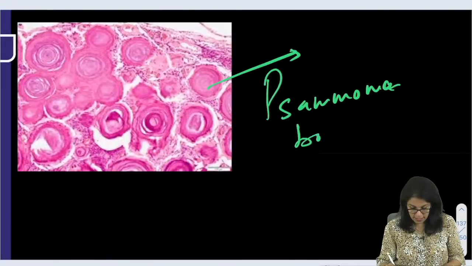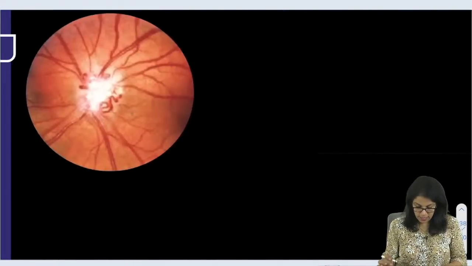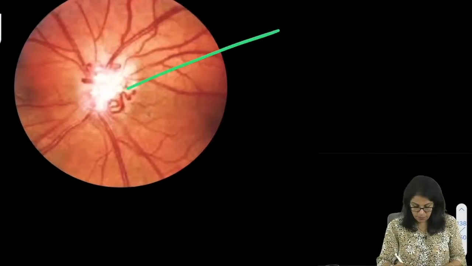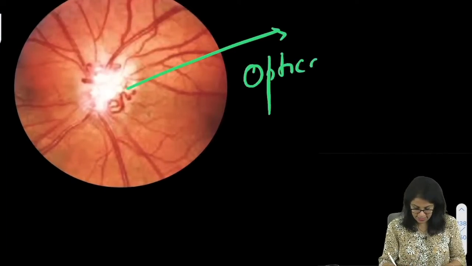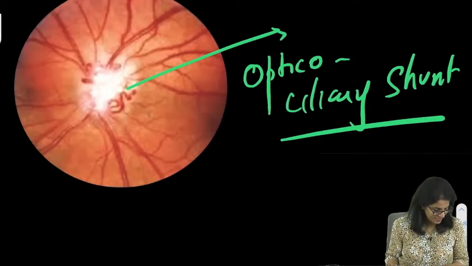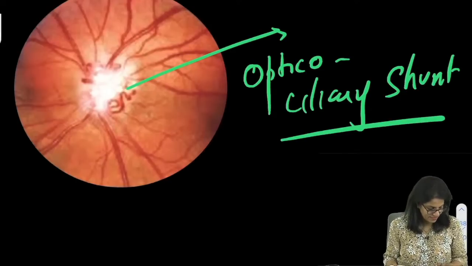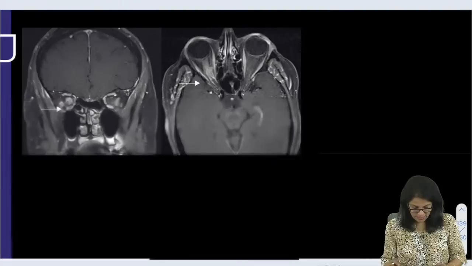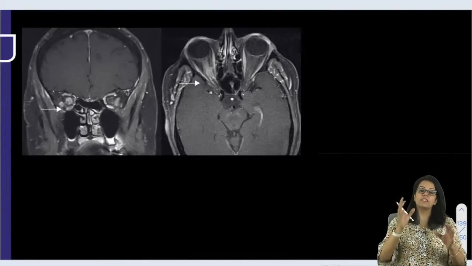Another thing that you will know about meningioma is, don't forget, opticociliary shunt. They can ask you this. Opticociliary shunt. Okay? Then we talk about this one.